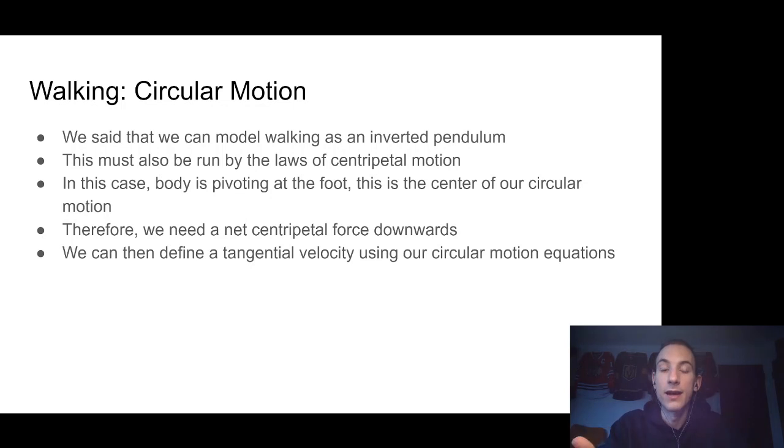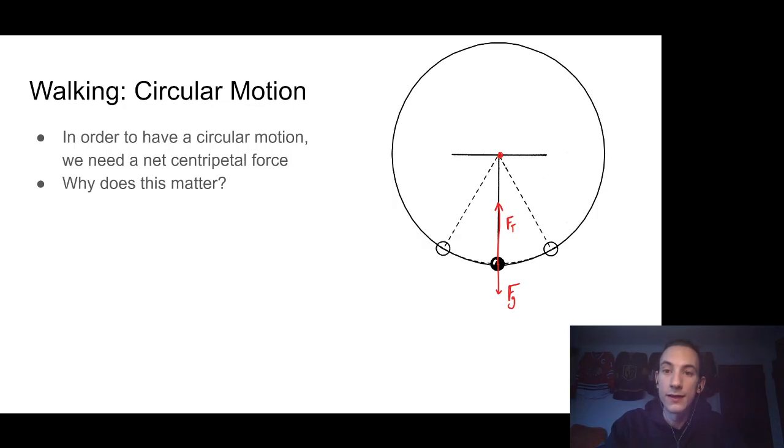Therefore, we have a net downward centripetal force. And we can define a tangential velocity using our circular motion equations. Like here, we can figure out the net force: we can find the tension force, subtract the gravitational force, and now we know our net force. We can set that equal to mv squared over r, and that v will tell us how fast our pendulum is moving at that location.